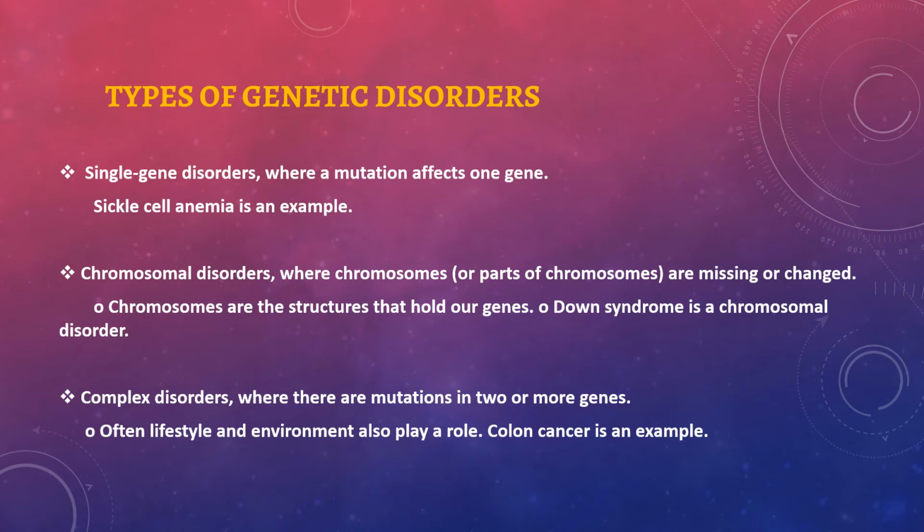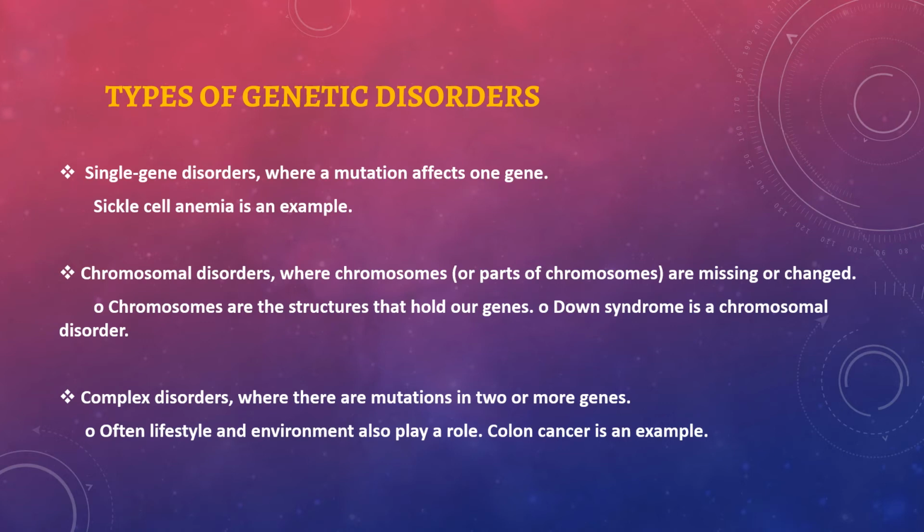Next is complex disorders. Complex disorders are when there are mutations in two or more genes. So if there are any changes or errors in two or more genes, then that is called a complex disorder. Often lifestyle and environment play a very important role in complex disorders. A very good example of this is colon cancer.